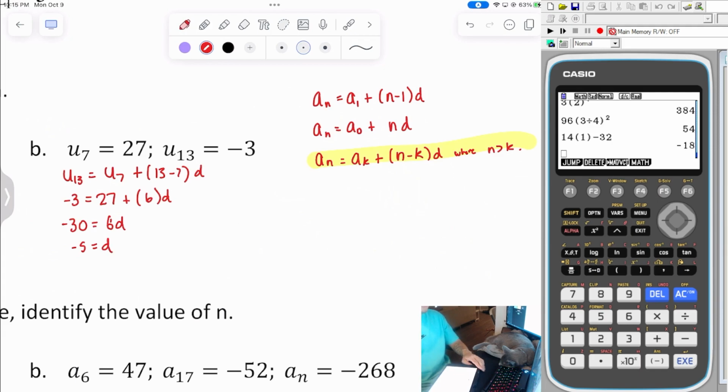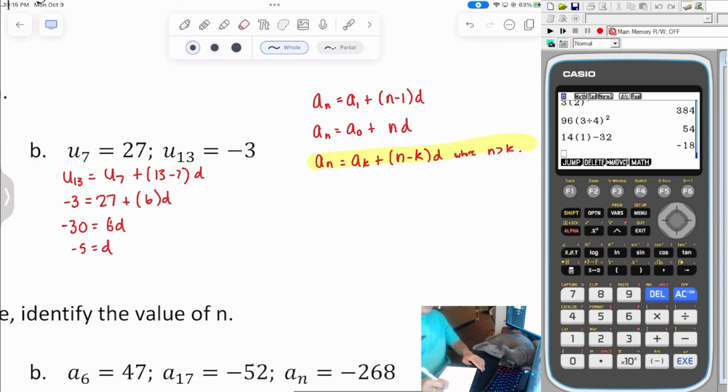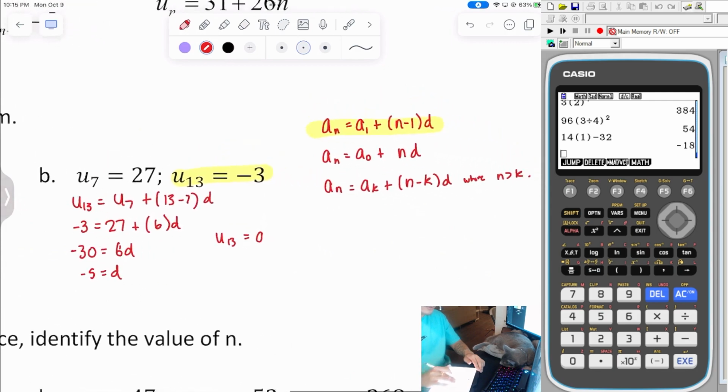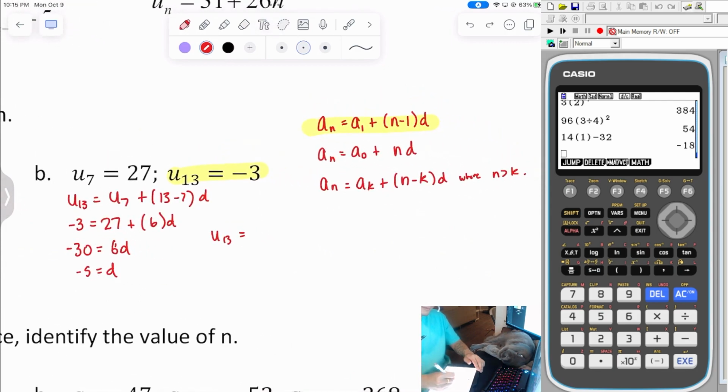Now that I know what d is, let's plug this information in. I can now use a different equation, right? Let's use the first one, where a sub n is something that I already know, not just any arbitrary one. So I might pick u sub 13 this time. So I'll say u sub 13 is equal to u sub 1 plus 13 minus 1 times d. And I know d is negative 5.